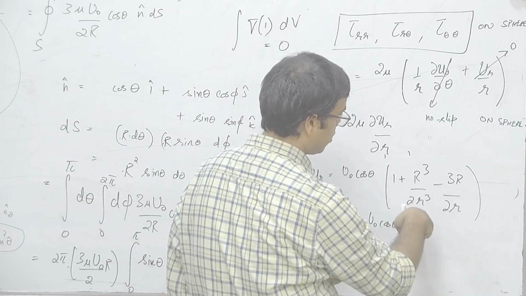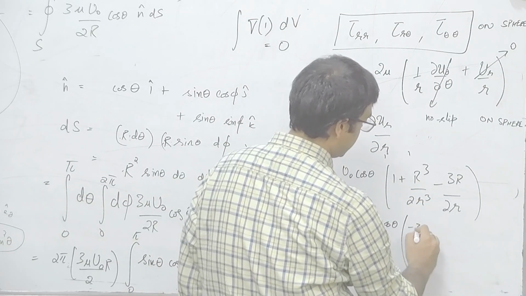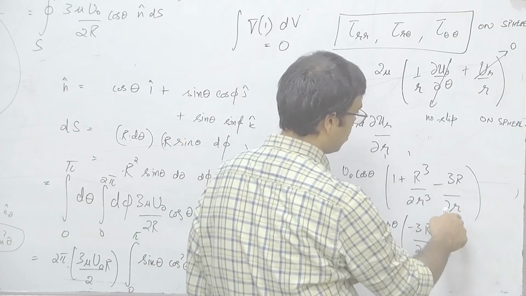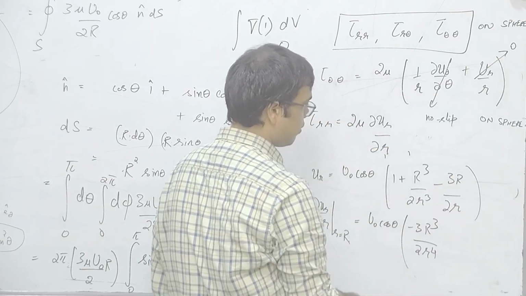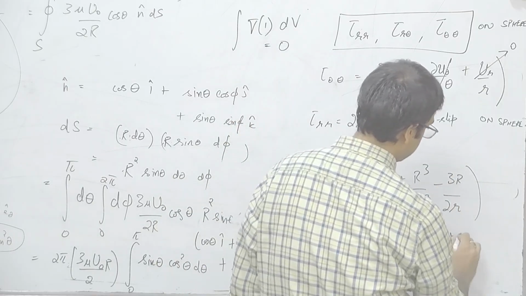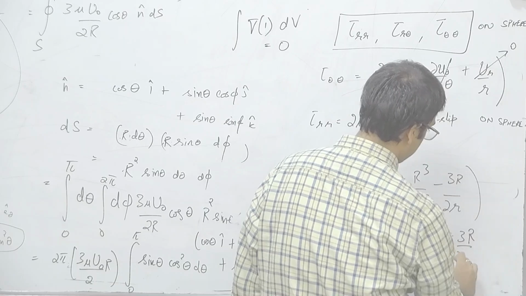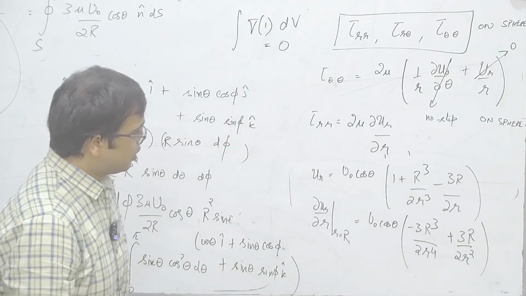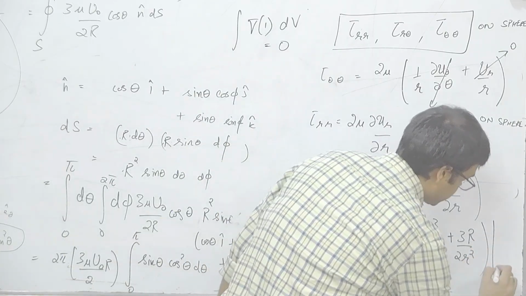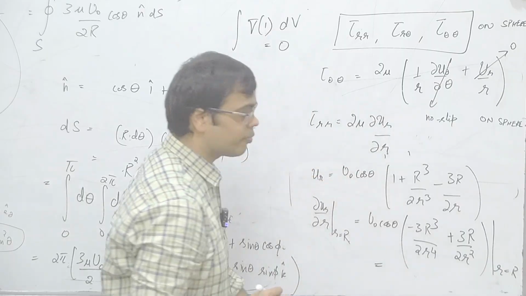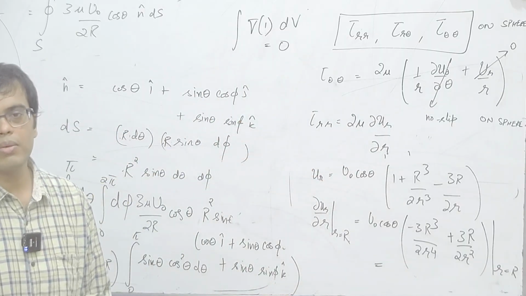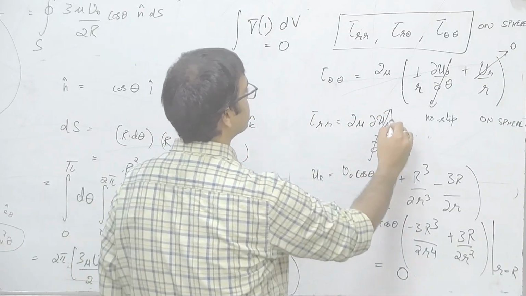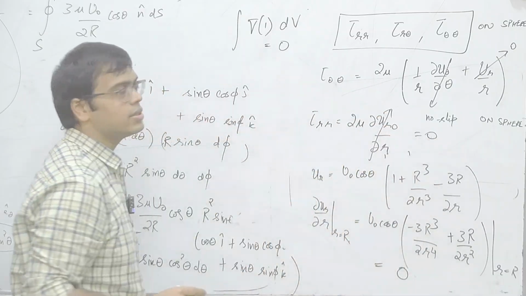What do we get from here? Minus 3 R cube by 2 r to the power 4. And what do we get here? Plus 3 R over 2 r to the power 2. At small r equals capital R, what is this? 0. So del u r by del r is also 0 and tau r r is 0.